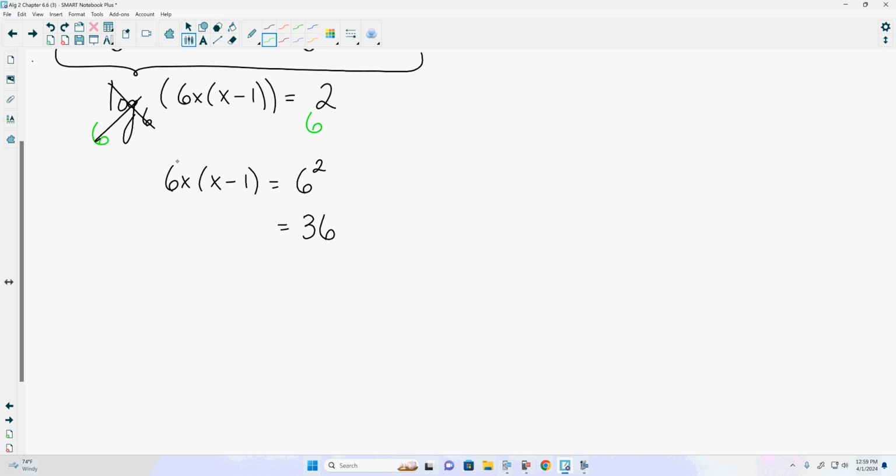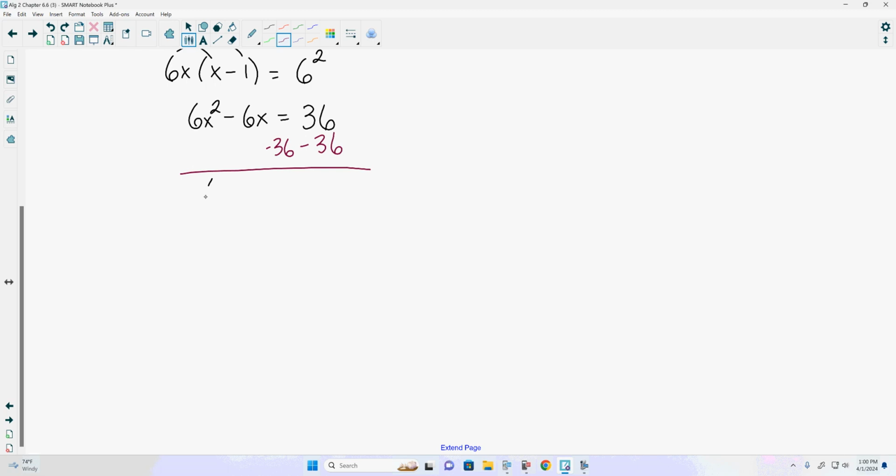36. On our other side, we can distribute. 6x times x is 6x squared. 6x times negative 1 would be negative 6x. Yes, we would subtract 36 from both sides because, again, since we have an x squared term, we need to get this equal to 0. Anytime we have a power greater than 1 attached to a variable, and we have other terms, since we have x squared and x, we need this equal to 0.